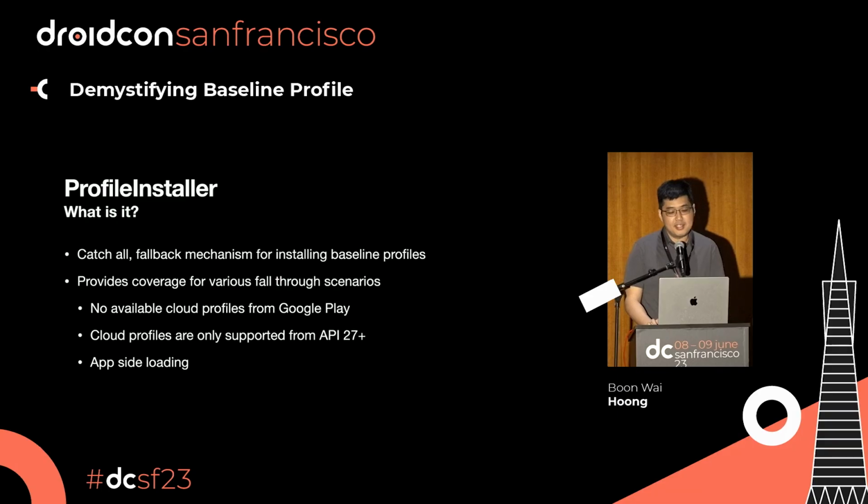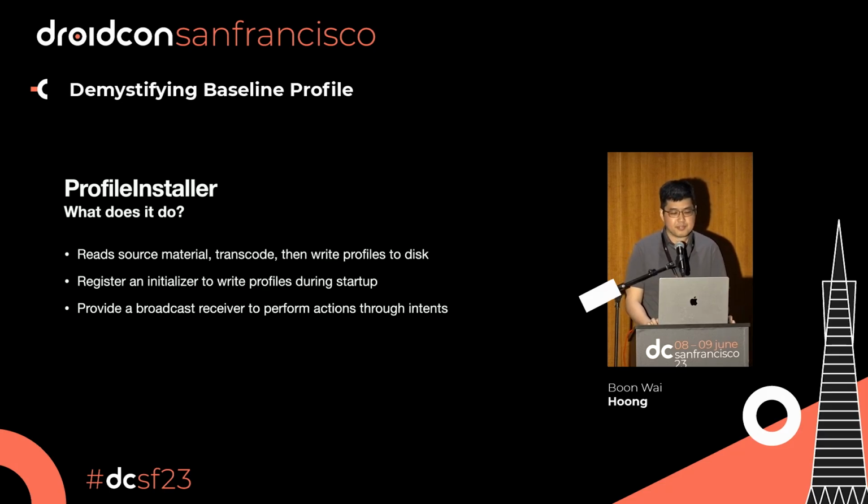And then finally, we have side loading. Side loading is a wide term, but I'll just call it app side loading. This is common, like just downloading an APK and installing it in your app. That's side loading. For those kinds of scenarios, profile installer will also be the default fallback mechanism.